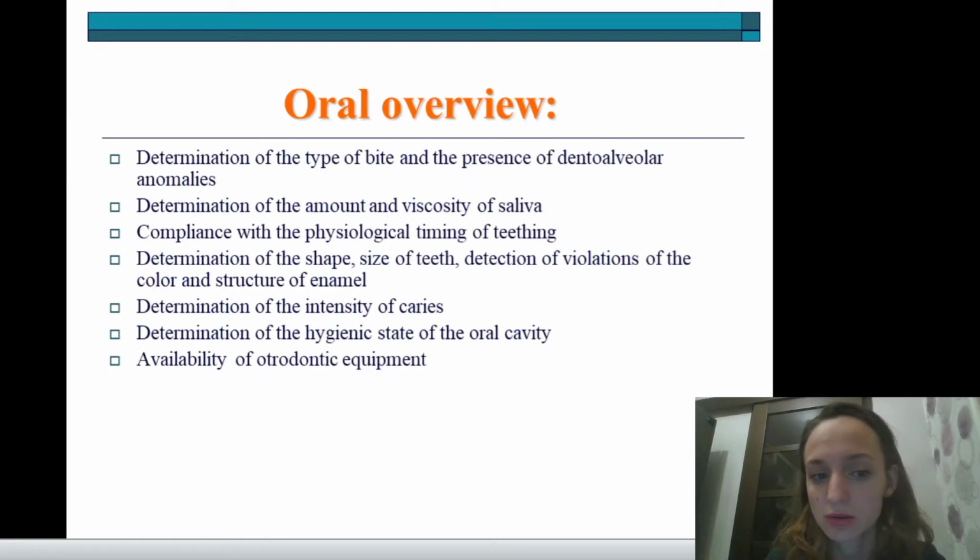Oral examination: determination of the type of bite and the presence of dental anomalies, determination of the amount and viscosity of saliva, compliance with the physiological timing of teething, determination of the shape and size of teeth, detection of violations of the color and structure of enamel and dentin, determination of the intensity of caries, of the hygienic state of the oral cavity, and of the availability of orthodontic equipment.